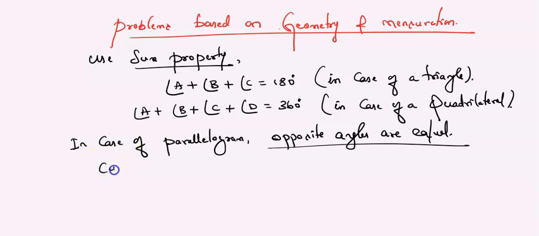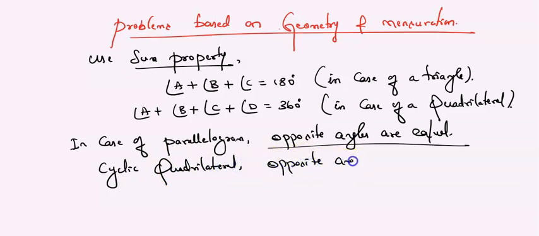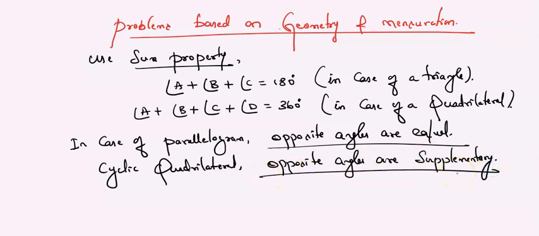Okay, next topic is cyclic quadrilateral. In this case, you have to use the condition that opposite angles are supplementary. I hope you all have understood these cases, right? So these are the different cases which we'll be using while we solve the word problems based on day-to-day life.